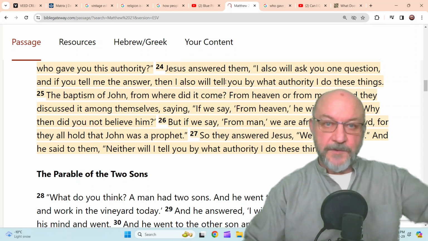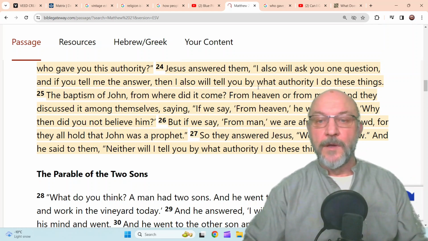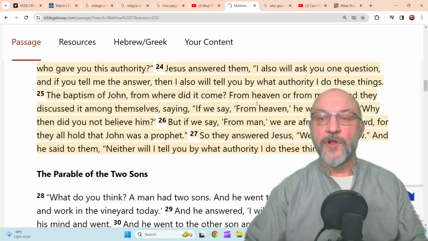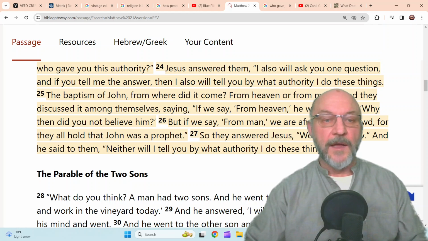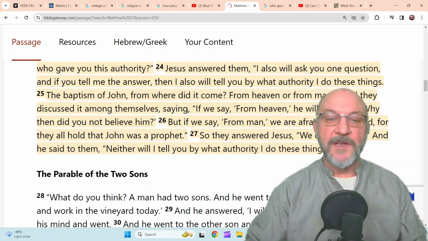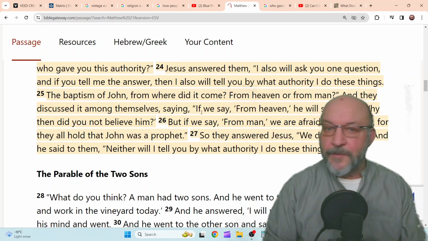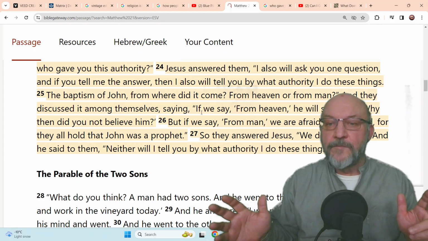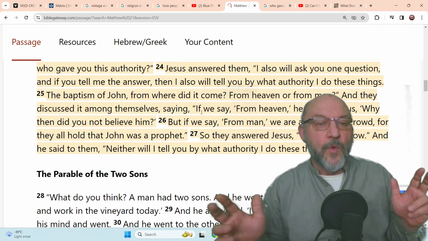John the Baptist was about just getting baptized. None of this tenth stuff. It's all gone. And so they discussed amongst themselves, saying, well, if we say from heaven, then he'll say to us, well, why didn't you believe him?